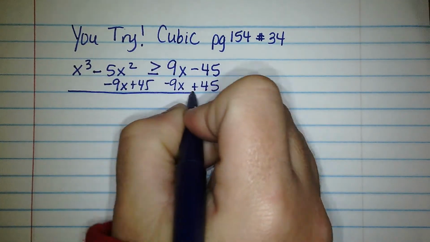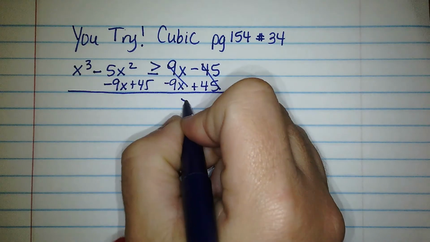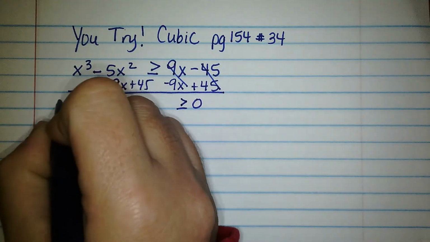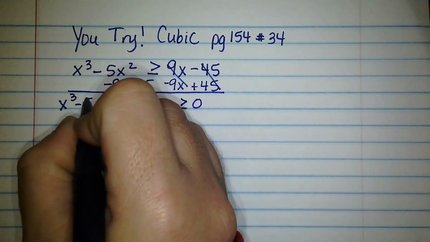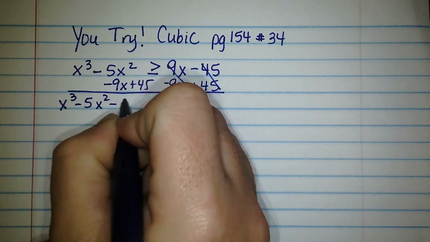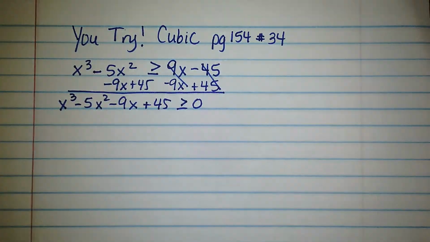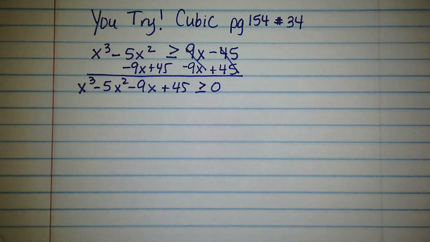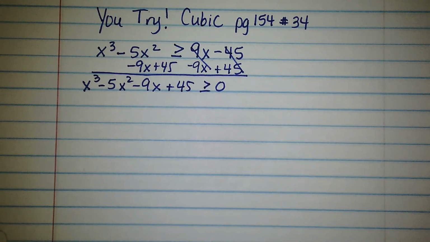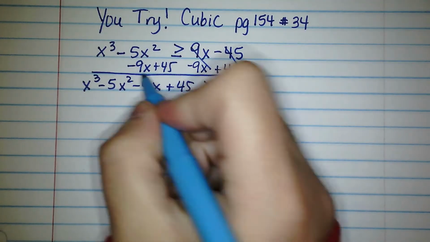Remember that you can only do these to like terms, and that means that we're just rewriting this in standard form, from highest exponent down to lowest exponent to the constant, with the greater than or equal to 0. So there's our guy. You have factor theorem, rational roots theorem, synthetic division, or factoring.